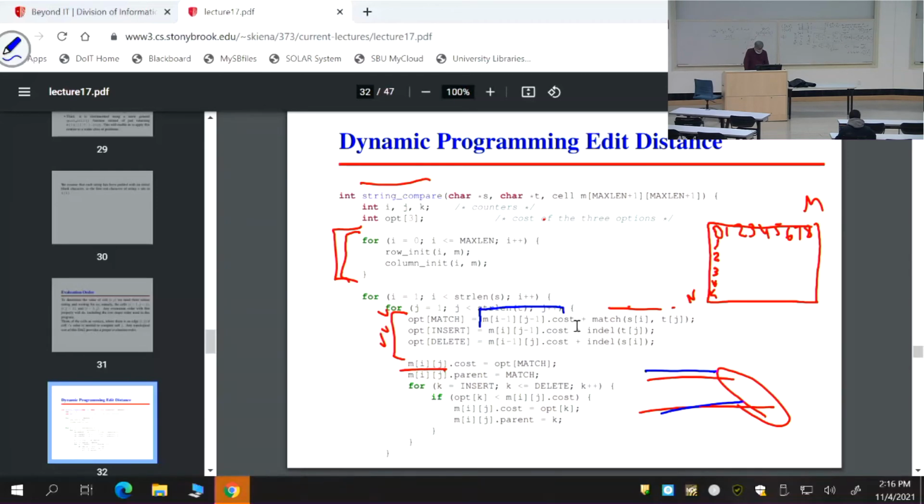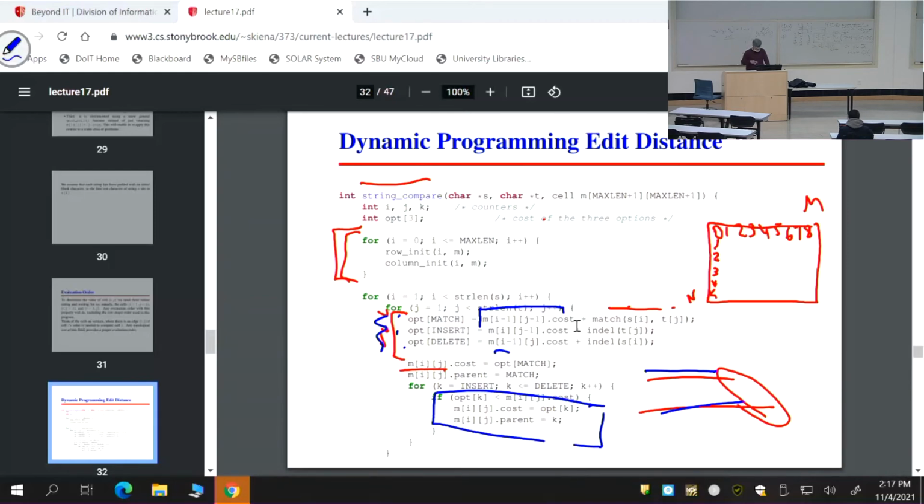If I end on an insertion, one of the indices is smaller. If I end on a deletion, one of the indices is smaller. I've got these three choices. I find which of these three is smaller. That's what this is doing. And I'm going to keep track of which is the minimum cost of the three choices and what the operation was. Any questions about that? This is just logic to find the smaller of these three. Any questions?